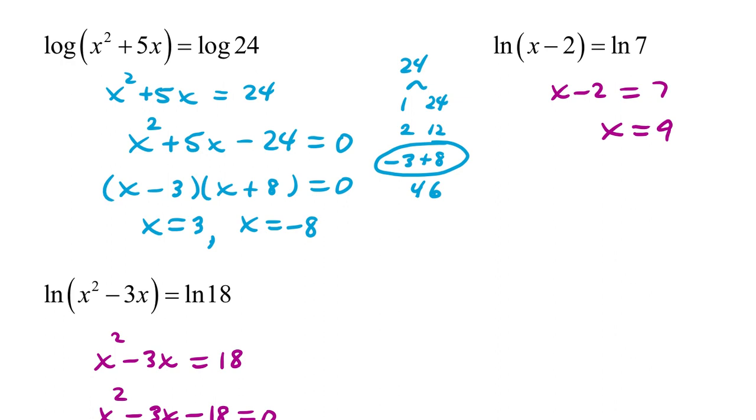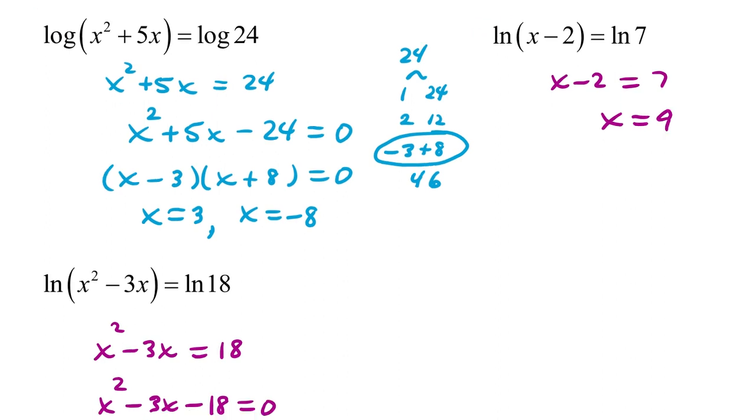Upper right example, natural log of x minus 2 equals natural log of 7. Now this first upper left log, you didn't have a base, it was an understood 10. If you see ln, that's log with a base e. X minus 2 has to equal 7, and that'll be true when x equals 9. So you have common log, natural log. Those are two special logarithms.